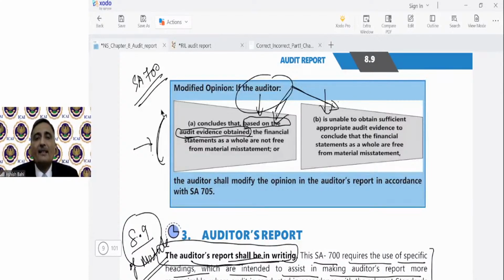That I have evidence, I have a document, and on the basis of that evidence, I believe that the financial statements are not free from material misstatements. So I would say that I need to express a modified opinion, that I am not in a position to give a clean report. I would express a modified opinion. Okay.